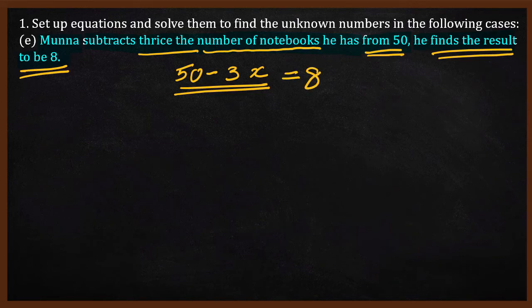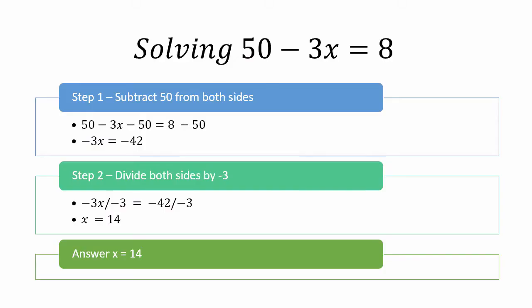Okay. If you were to solve this, how do you solve 50 minus 3x equals 8? You solve it by similarly subtracting 50 from both sides, and then you divide both sides by minus 3. You get the answer as x equals 14. Like the previous questions, formulating this expression is critical. Once you get that expression, solving it is quite similar to other questions.